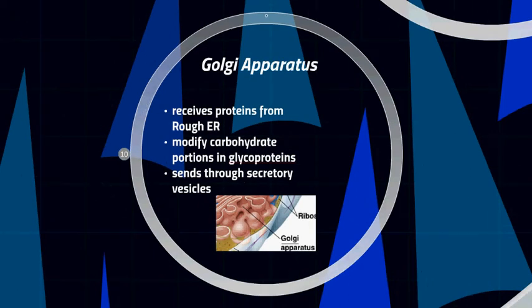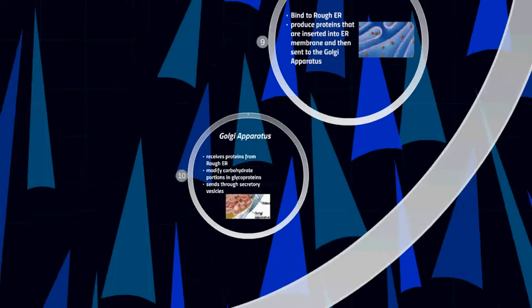The Golgi apparatus is the third very important organelle in the process of creation of myelin. This receives the proteins from the rough endoplasmic reticulum and then modifies their carbohydrate portions in the glycoproteins. Once they're done, it sends the finished proteins to the plasma membrane through secretory vesicles.